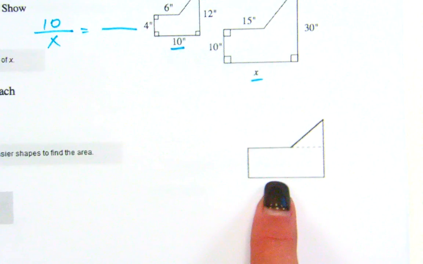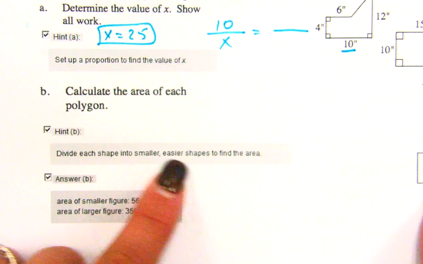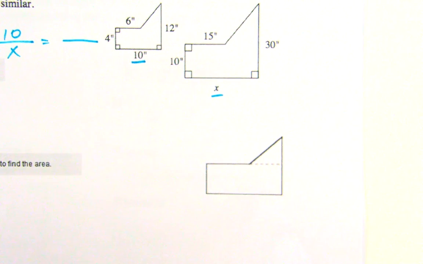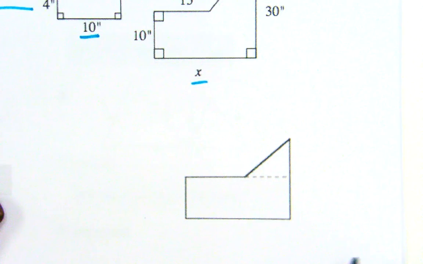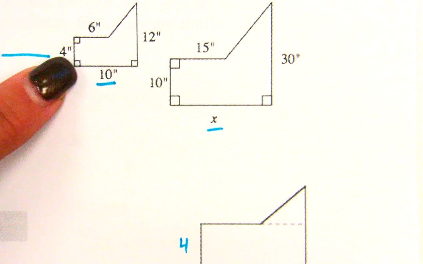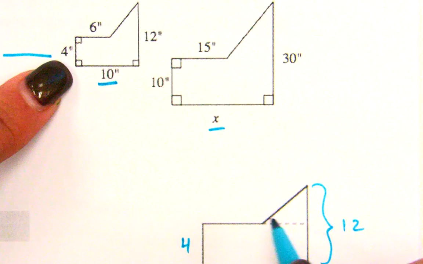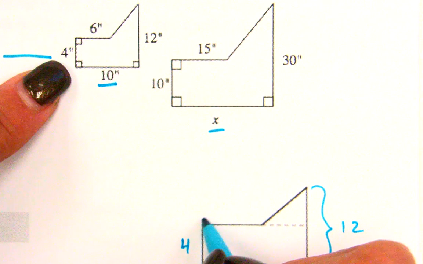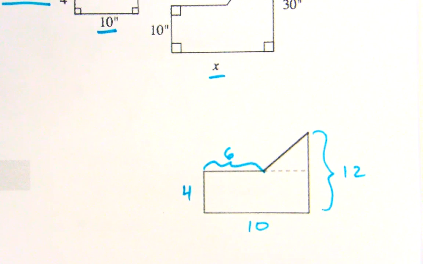Okay, so here's the small one, and what they said to do was, for the hint, divide each shape into smaller, easier shapes to find the area. So here you go. They actually split it up into a rectangle at the bottom, and then there's your triangle piece at the top. So now I'm going to fill in the pieces from the original, the small one. This was a 4, this was 10, this whole thing was 12, and then this part right here was a 6. Okay? And then figure out what the pieces are themselves respectively.